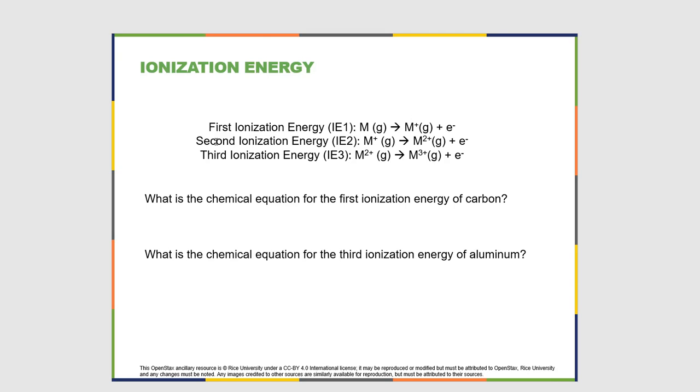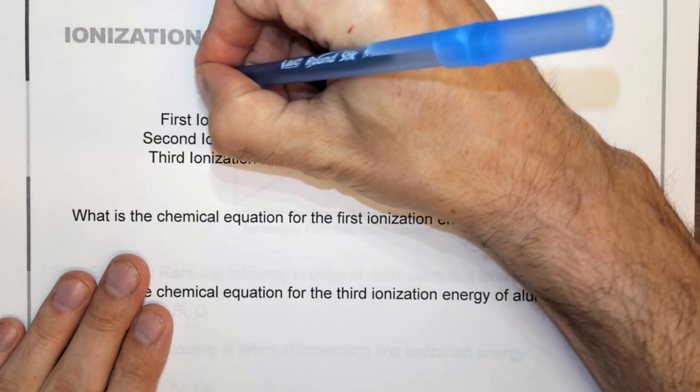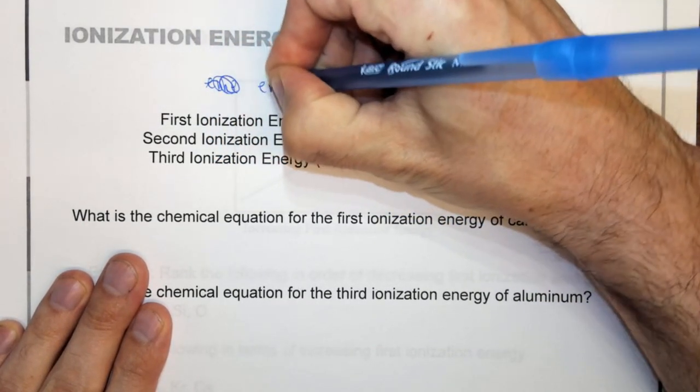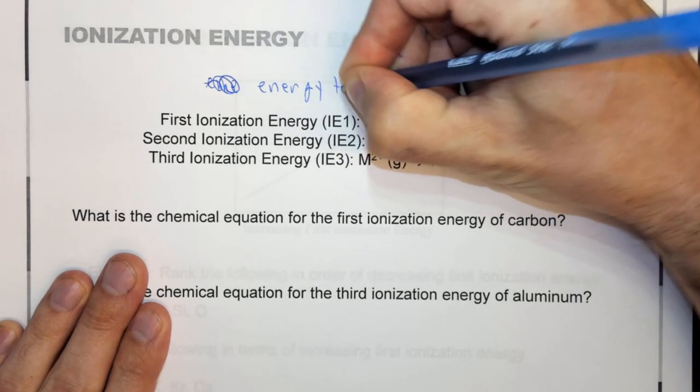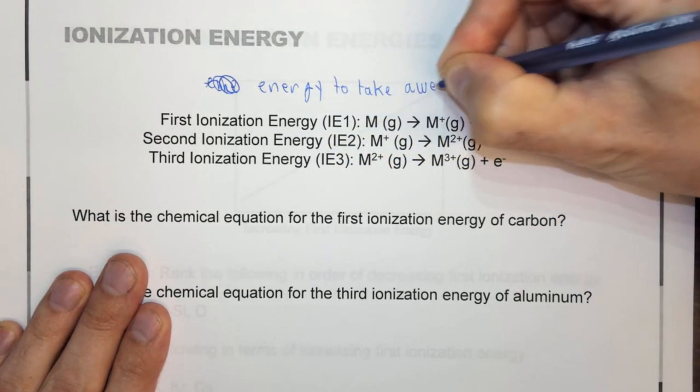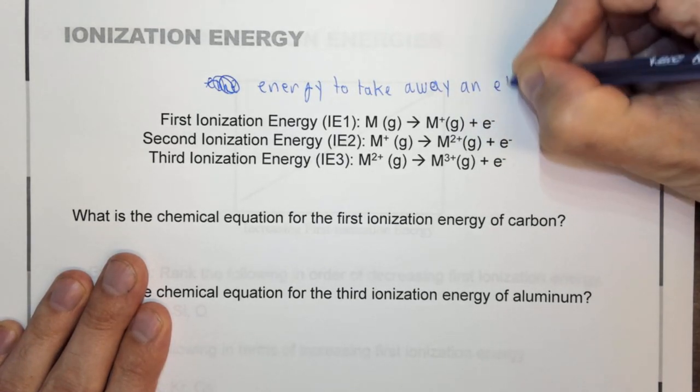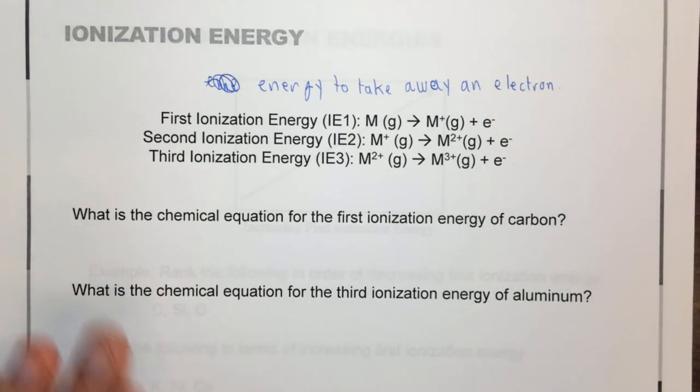We could take away another electron. The second ionization energy is M+ in the gas phase, so we start with the product of the first ionization energy. We take away another electron and we get M2+ in the gas phase plus an electron. We could have a third ionization energy, so we start with the product of the second ionization energy, and we have M2+ in the gas phase yields M3+ in the gas phase plus an electron. So ionization energy is the energy to take away an electron.